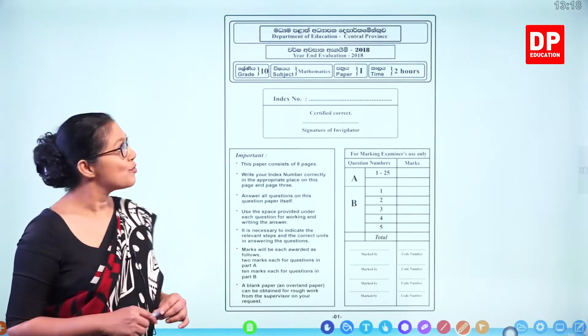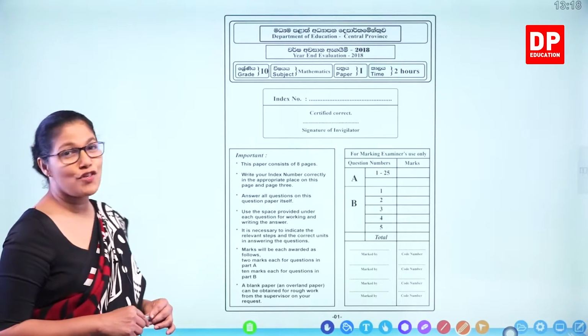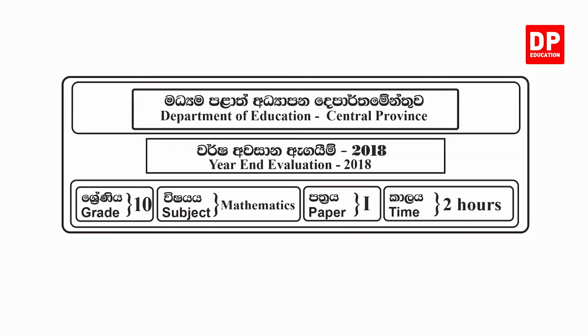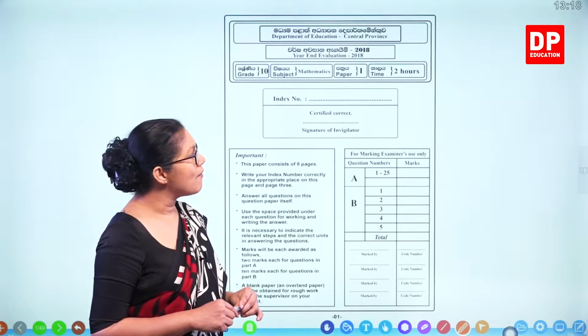Hello students, today also we'll do another revision paper. So that's grade 10, year-end evaluation 2018, Department of Education, Central Province. This is paper 1, you get 2 hours.